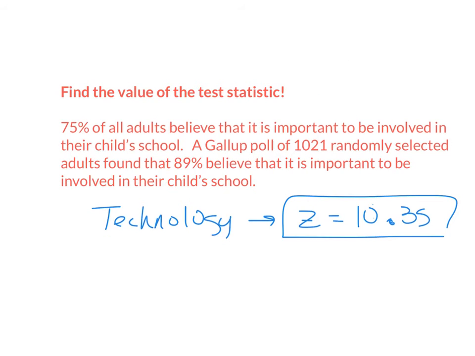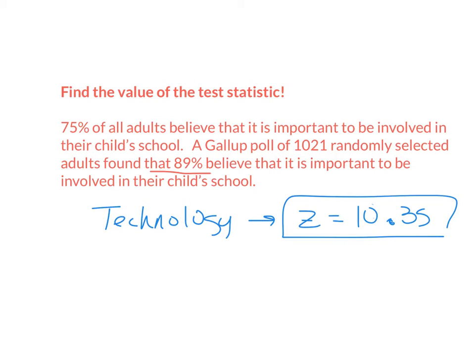Okay, find the value of the test statistic. This is the last part of what we're going to get done today in this video and also in your assignment tomorrow. So 75% of adults believe it's important to be involved in their child's school. I wish it was more than that. A Gallup poll of 2021 recently found that adults, 89%, that's better, believe it should be important to be involved in their child's school. So what would be the test stat?